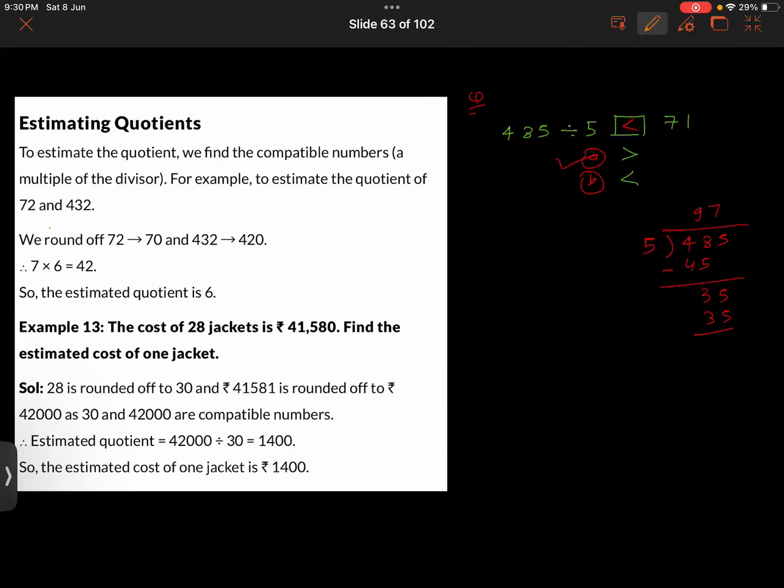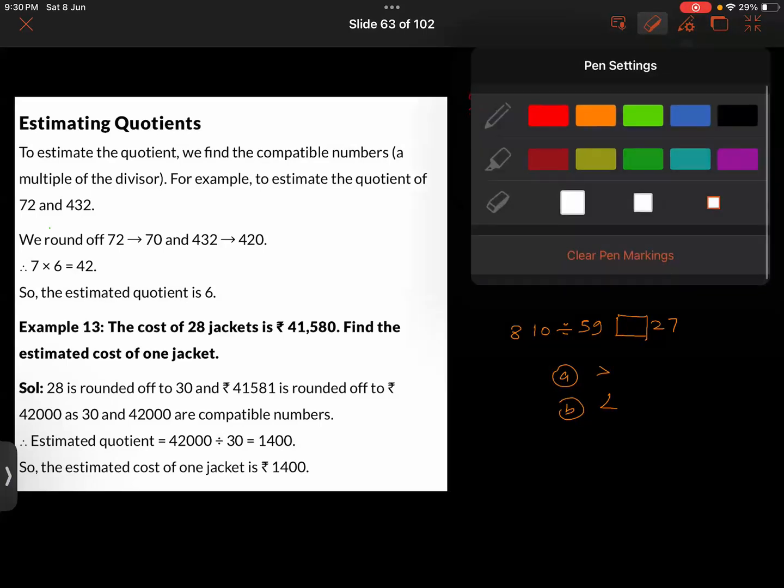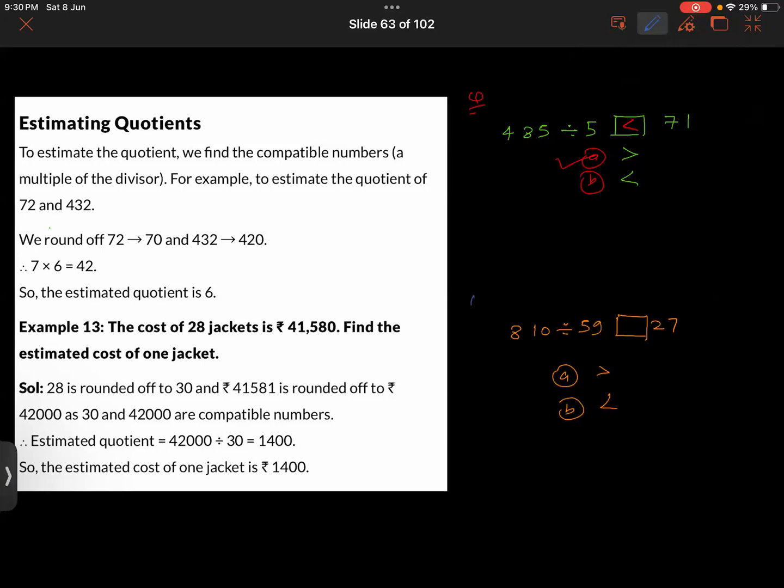Okay. Then do one more question. What about this number 810 divided by 59, and here you have 27? Is it option A or option B? It will take time for us to do, and it's already 8 o'clock. Okay. Take your time. The time is over, but I believe you guys can solve it in a few minutes. Take a minute and see if you can answer.